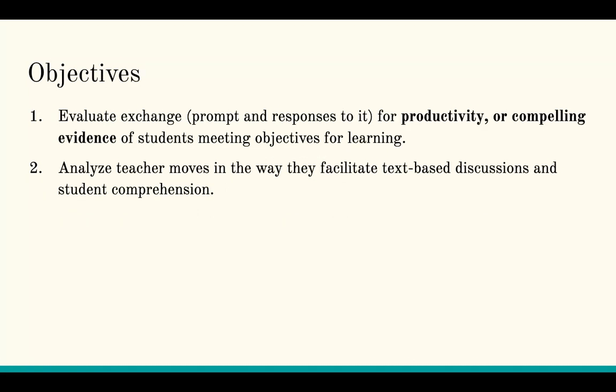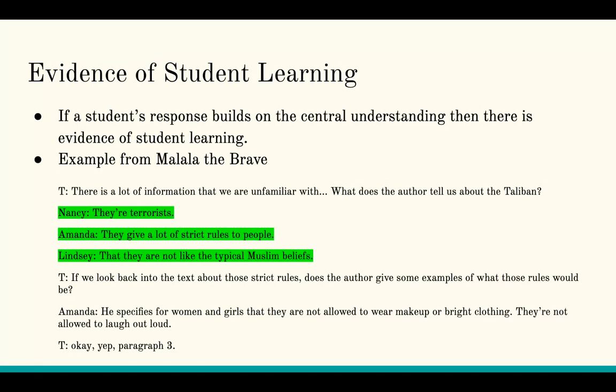Here are the objectives, which I pretty much just explained. We're looking for compelling evidence of student learning, and then going to analyze teacher moves and how they facilitate the discussion and student comprehension of the text. We talked about evidence of student learning in session 4, so this is a review.